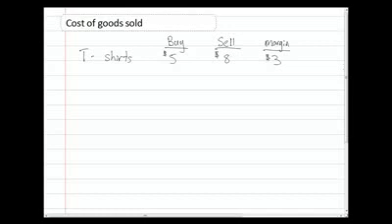Let's assume that this is a new business, and at the beginning of the month I decide to buy 10 t-shirts which I hope to sell. So I'm going to buy 10 at my cost, which is $5, which is going to equal $50 in purchases.